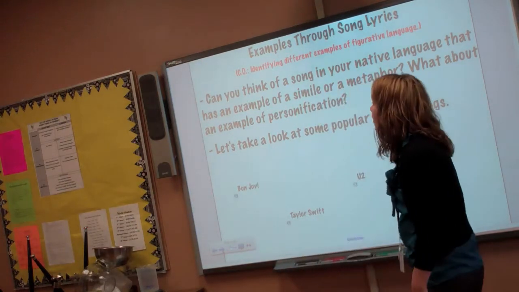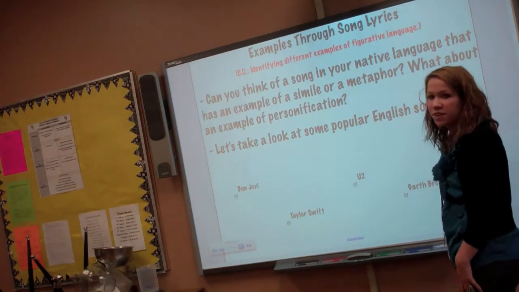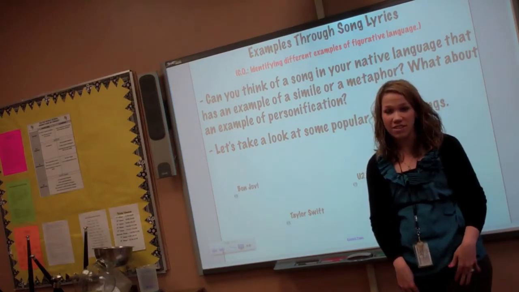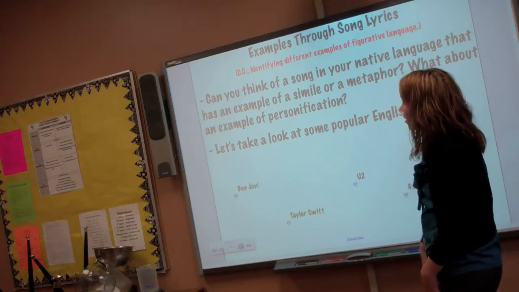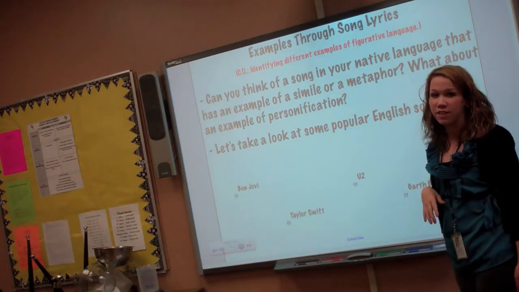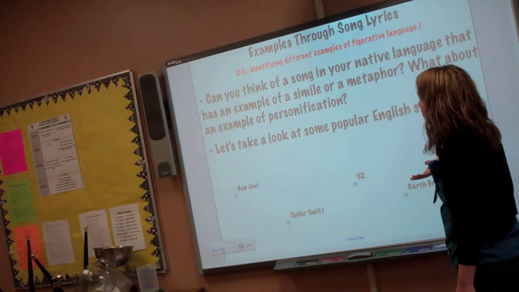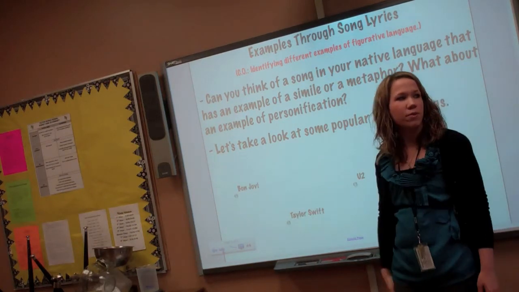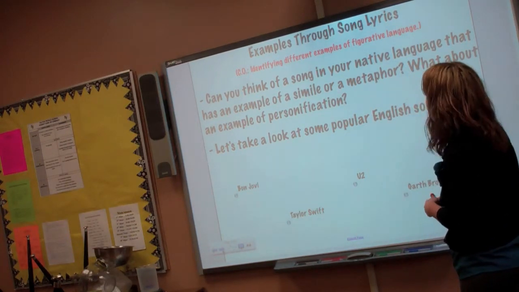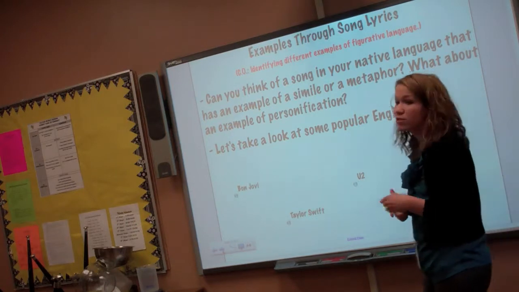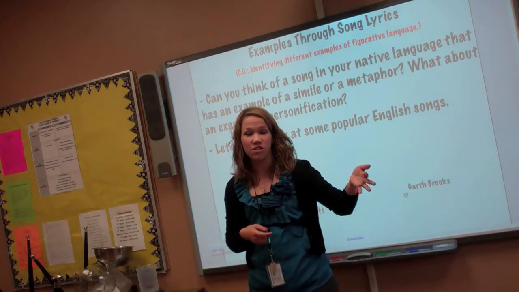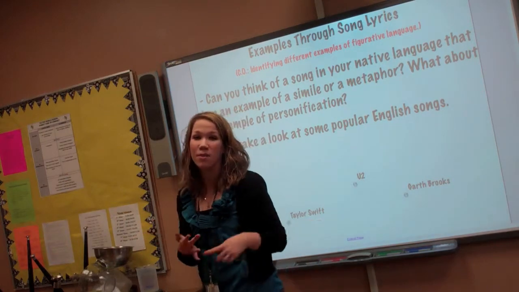Thank you so much. Our next little activity I want to go through is looking at some figurative examples through song lyrics. Our content objective that goes with this is identifying different examples of figurative language. So before we look at some more popular songs in our society, I want you to think of a song in your native language that has an example of a simile or a metaphor. So my friends here that do not have English as their first language can think of a song maybe in Spanish that has similes.